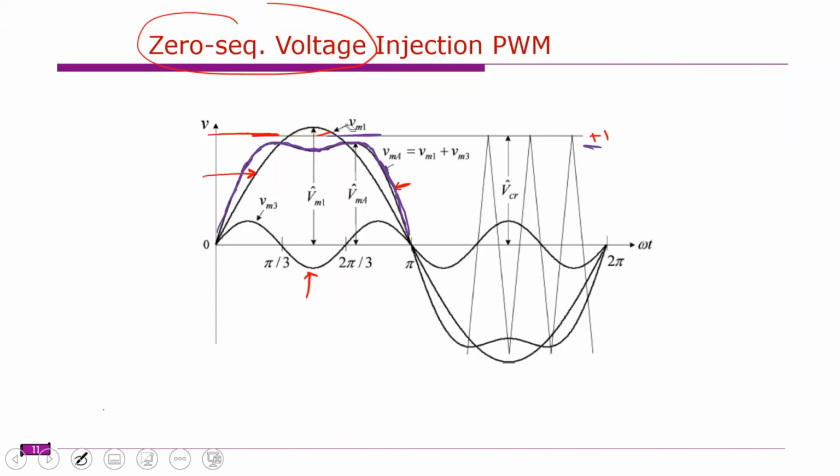So what is the difference here? When you compare these two waveforms, this is the voltage lost, but this is the voltage gain. If you integrate this, those two things will be the same. Due to the addition of this zero sequence component, this is the voltage loss to keep it under modulation. But if you notice, the shoulders are slightly widened when the top is slightly reduced.